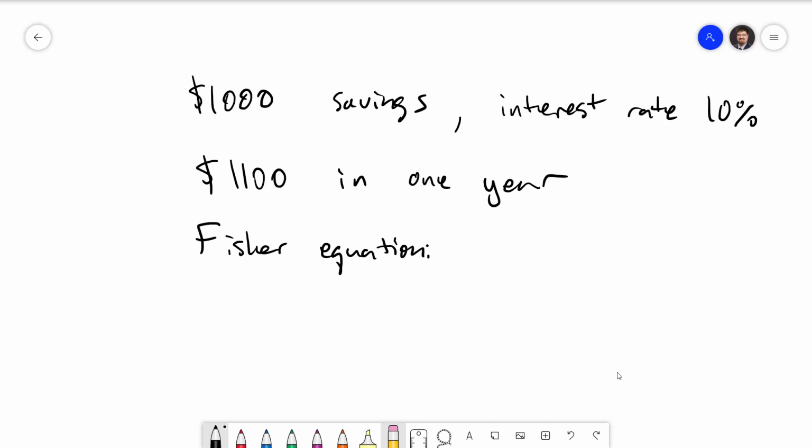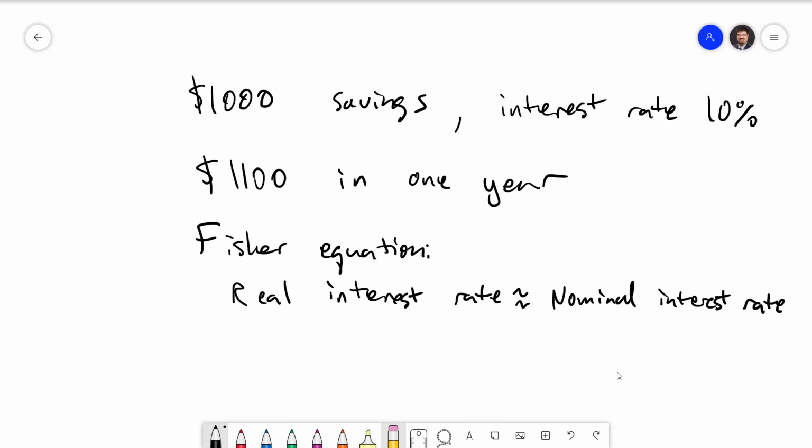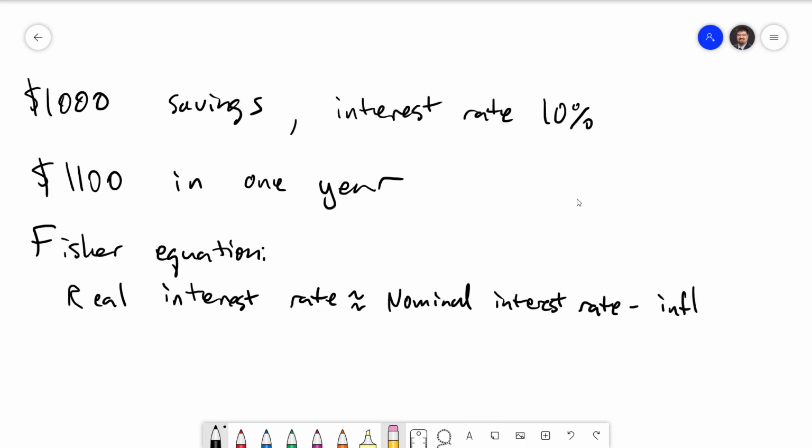The Fisher equation gives us an approximation of the real interest rate using a very simple formula. The real interest rate is approximately, and that's why we use that squiggly equal sign, the nominal interest rate minus the inflation rate. Like I said before, this formula is approximate, but if we have relatively low numbers, it's pretty accurate.